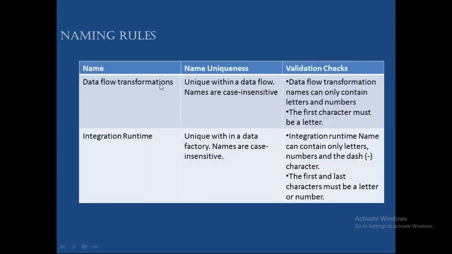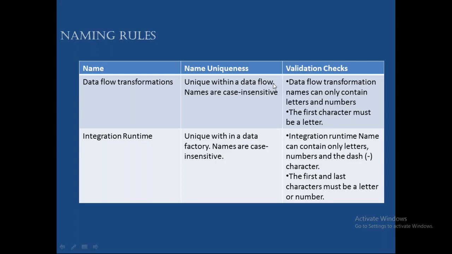So in data flow, transformation names must be unique within a data flow. What it means is, if you are using multiple join transformations, each join transformation should have a unique name within the same data flow. But in another data flow, you can have the same name. Meaning I have data flow 1 and data flow 2. In data flow 1, you can have two joins, but these two join names should not be the same.